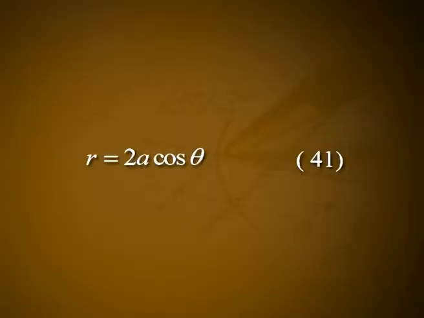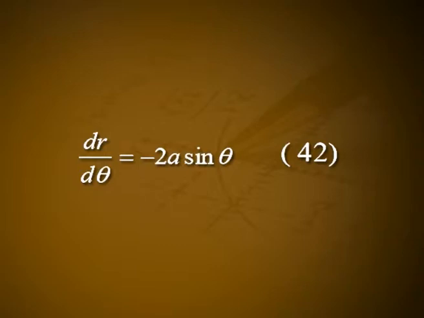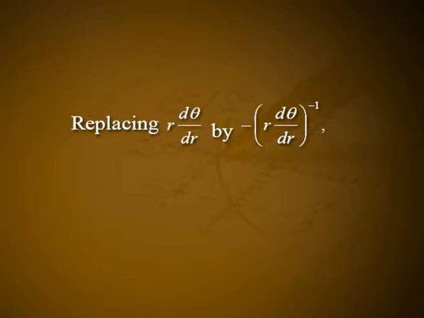Then, if the original family is r = 2a cos θ with a greater than 0 as a parameter, its differential equation is obtained by eliminating a between equation 41 and dr/dθ = −2a sin θ, to get r dθ/dr = −cot θ. Replacing r dθ/dr by −r dθ/dr inverse, we get r dθ/dr = tan θ.